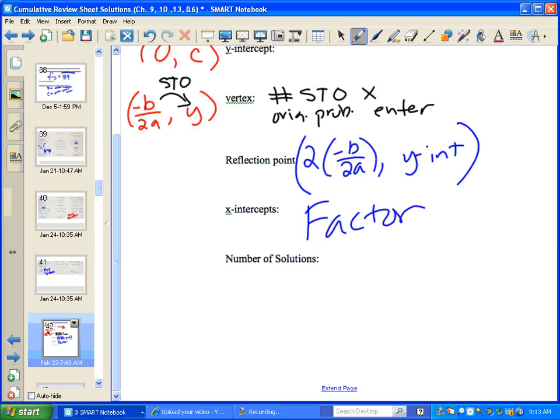How else do we determine how many solutions there are? What about looking at the graph? Remember that? Helene? Good job. Number of times it crosses the x-axis. So if it crosses it twice, there's 2 solutions. If it only touches it once or crosses it once, 1 solution.